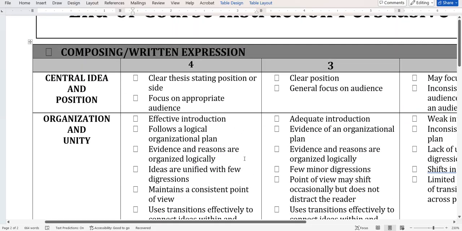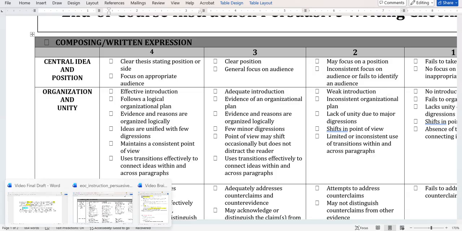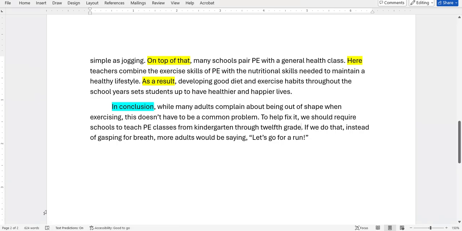So there you go. That's what it looks like to meet all the little check boxes here and have that full essay.